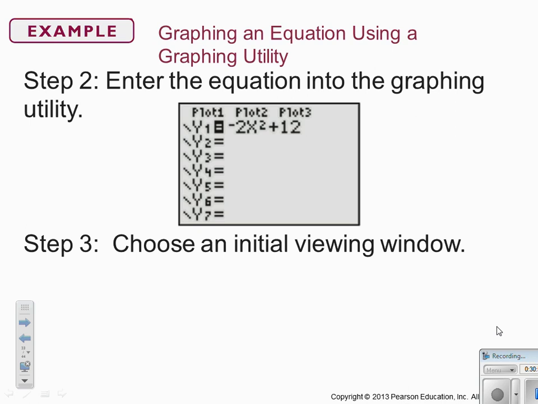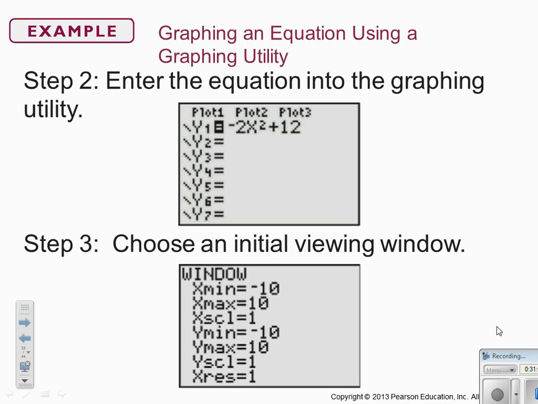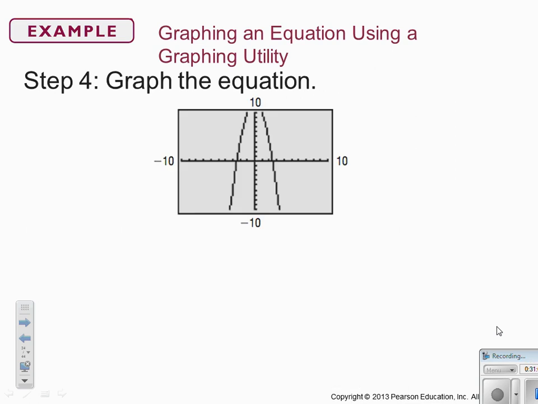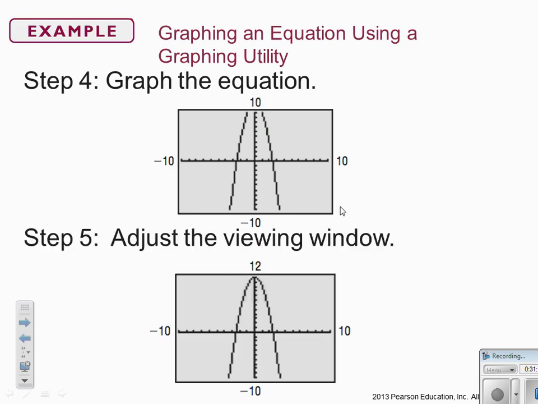Make sure you pick an initial viewing window. I always go zoom standard, which is if you press zoom and then zero, it'll take you to zoom standard. It's from negative 10 to positive 10, counting by ones. You look at the graph and I am missing the top half here. So I need to change that. If I have it include 12, then I can see the nice vertex.